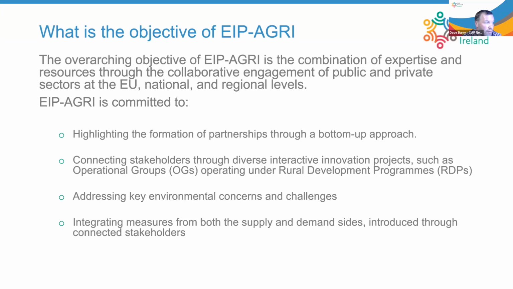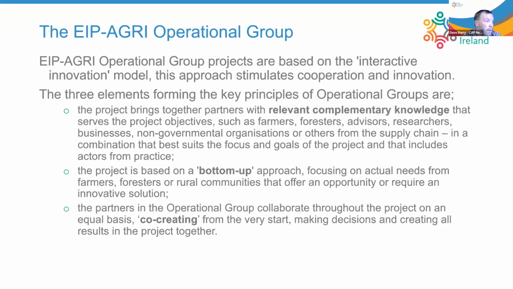The partnership concept is really connecting stakeholders in operational groups. The EIP Agri program was designed to address key environmental challenges and concerns, integrating measures from the supply and the demand side through the stakeholders who are members of the operational groups. The operational group, or the OG as it will be referred to here, is really key to how the EIPs are going to operate, and really key for those people who are interested in starting their journey on EIPs.